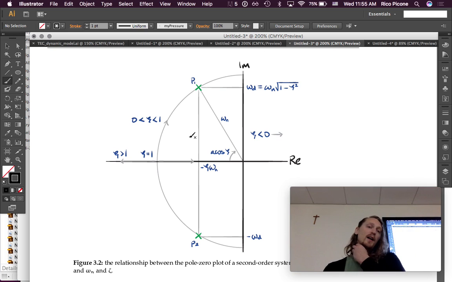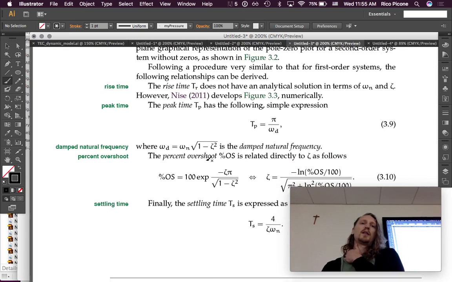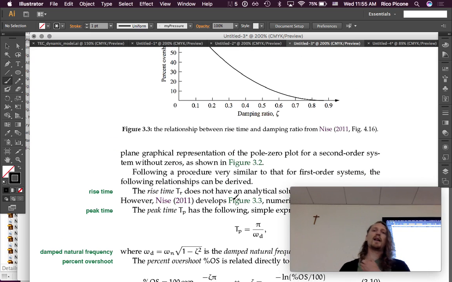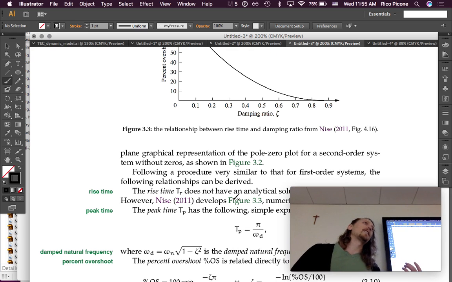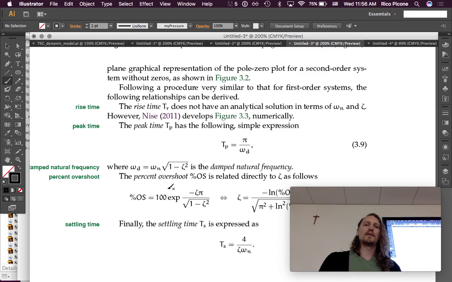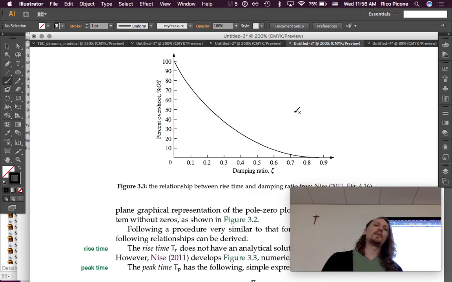And we've used that in the past, but we're going to use it even more in control systems. That's going to become even more powerful for us. So following a procedure very similar to that for first order systems, but harder because with a second order system there's more stuff involved, we can derive the following transient response characteristics. Okay, so the rise time does not have an analytical solution in terms of omega n and zeta, unfortunately. However, Nise has developed this figure numerically.